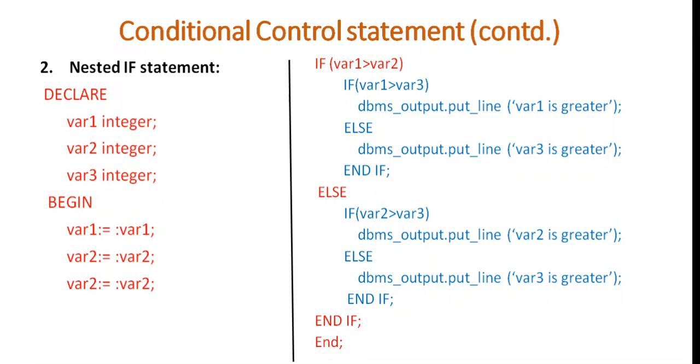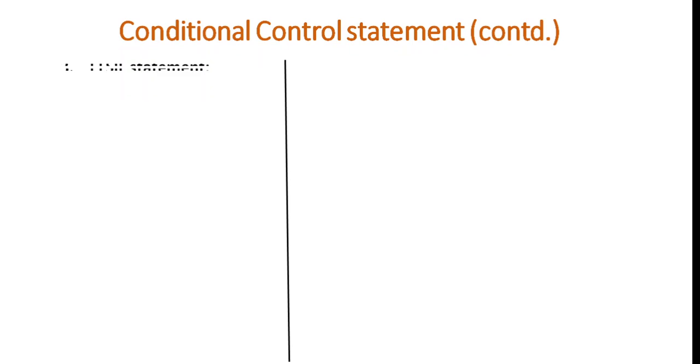Here you can see that in the given code, if statements are nested in the if block and in the else block also. The if statements which are written in red color are the outer if blocks, and the if statements which are written in blue color are the inner if blocks, they are nested if. So this is the nested if statement in PL/SQL.